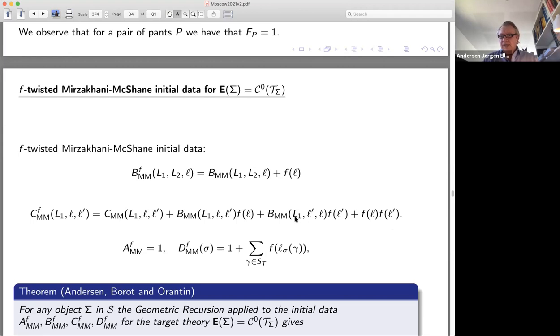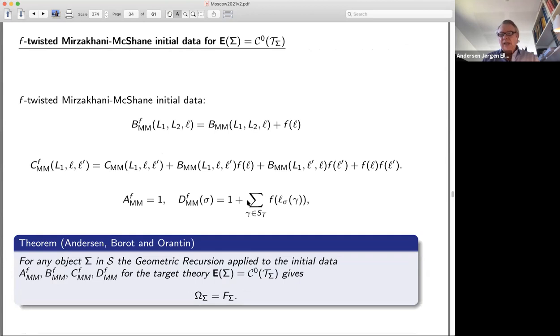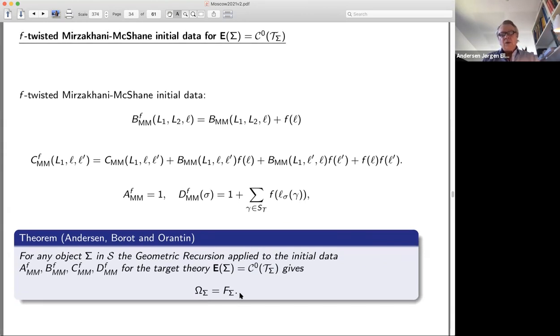So you symmetrize this thing here where you multiply f onto b, and then eventually you also multiply the lengths, f of the two lengths of the two interior boundaries for the C. And for D, you simply just take the definition of the function. And now the theorem is, when we apply geometric recursion to this initial data, we actually get this function here. So this is showing you that with geometric recursion, you can get very interesting functions on Teichmuller spaces.